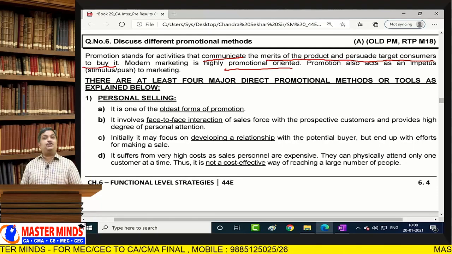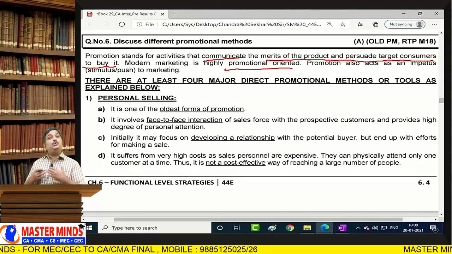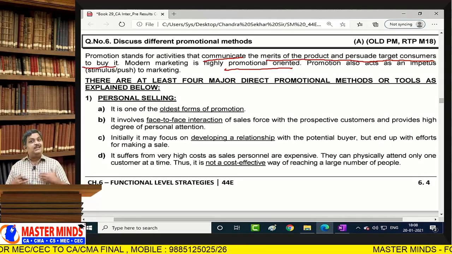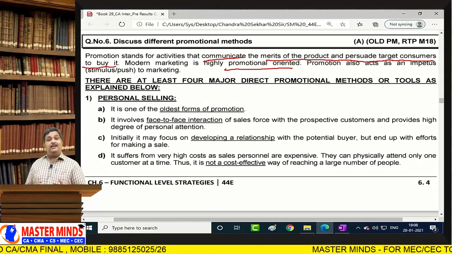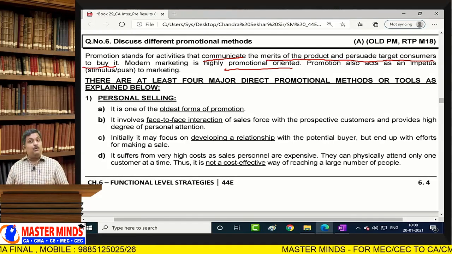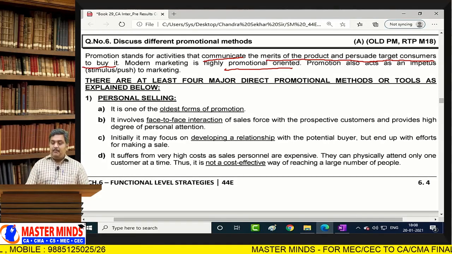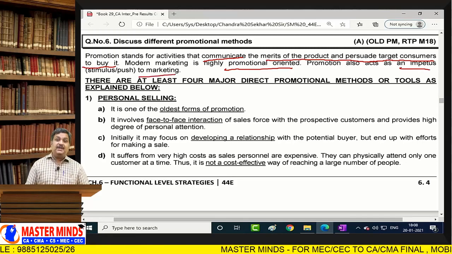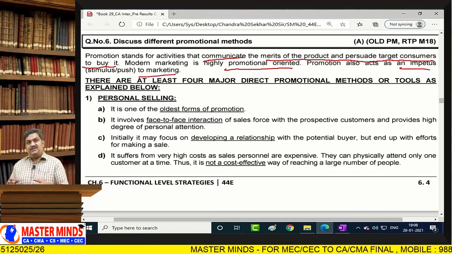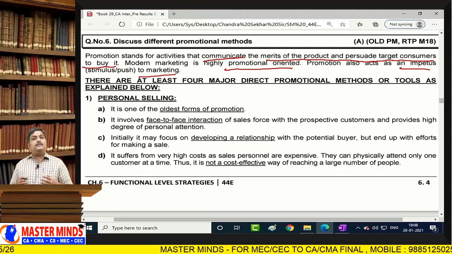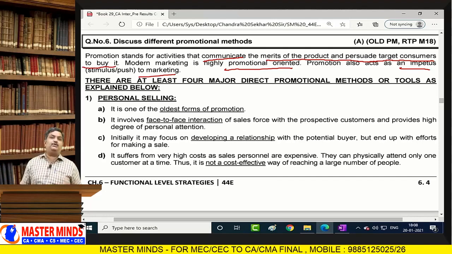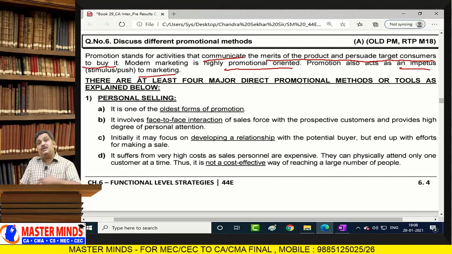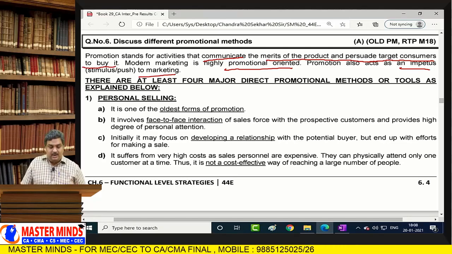You have to communicate to the people about your product, about the uniqueness of your product, about your unique selling proposition. You need to tell them and you need to persuade them. And this promotion is a very important part of marketing, and it gives impetus. Impetus means push, stimulus. That means you have to push your products into the market and make the customers know about your product. That is the activity of promotion. That is what you need to understand.